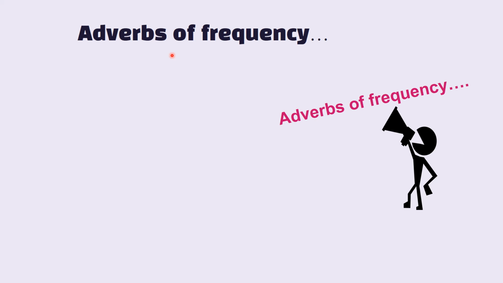So what are these adverbs? Such as: I always arrive early. I always arrive early. We notice the adverb is always. So the adverb comes between the subject and the main verb.